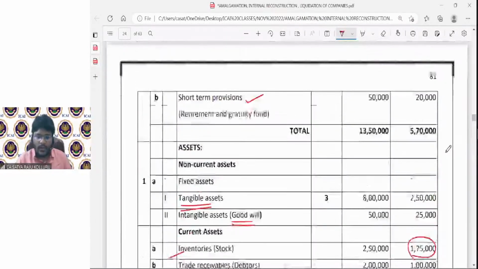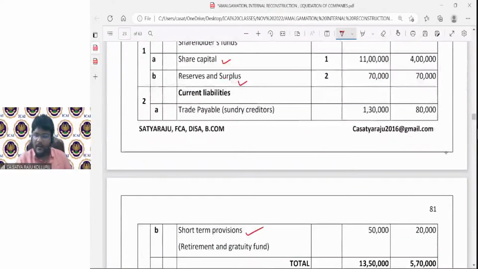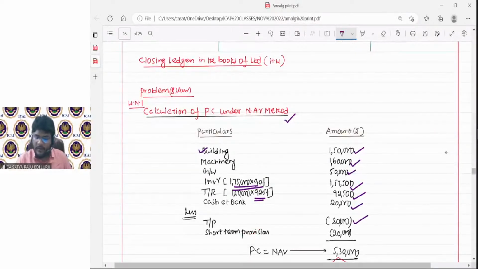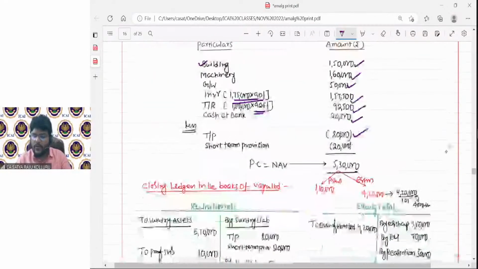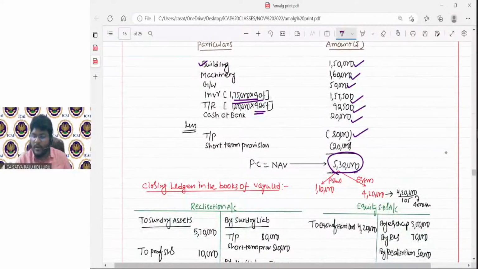Then you can come to the liabilities portion. Under liabilities, trade payables is there for 80,000. Then short-term provision is there for 20,000. Then the NAV of the business takeover, you got 5,30,000. Out of which preference shares is 1,10,000, right?